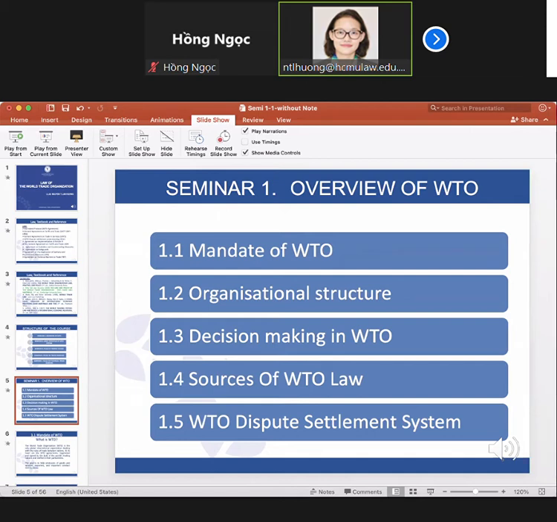And also, we have a textbook in Vietnamese, which I have here. Let me see. We have a textbook on international trade law, part 1, published by the Ho Chi Minh City University of Law. It is also written to explain the WTO system. And this is the basic document that you may use throughout the course.